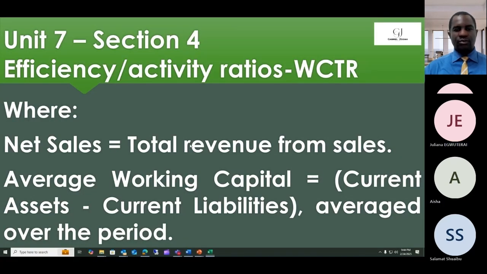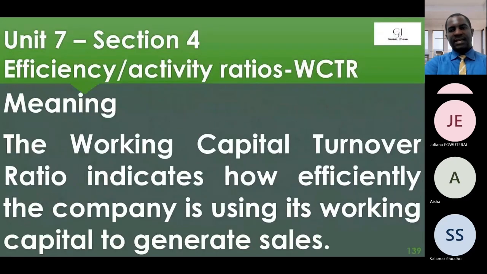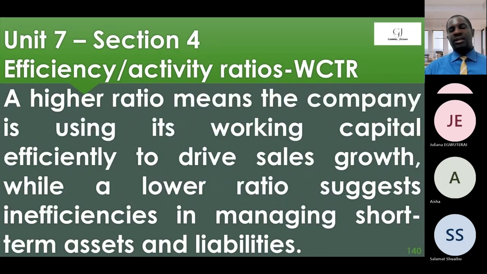Okay, fantastic. So let's speak to the numbers. It means that the working capital turnover indicates how efficiently the company is using working capital to generate sales. That's simply what it means. A higher ratio, we consider as higher. Well, 2.4, twice, is okay, but 3, 4, 5 is higher in my view. A higher ratio means that the working capital is efficiently driving sales growth, while a lower one suggests inefficiencies in managing short-term assets and liabilities.